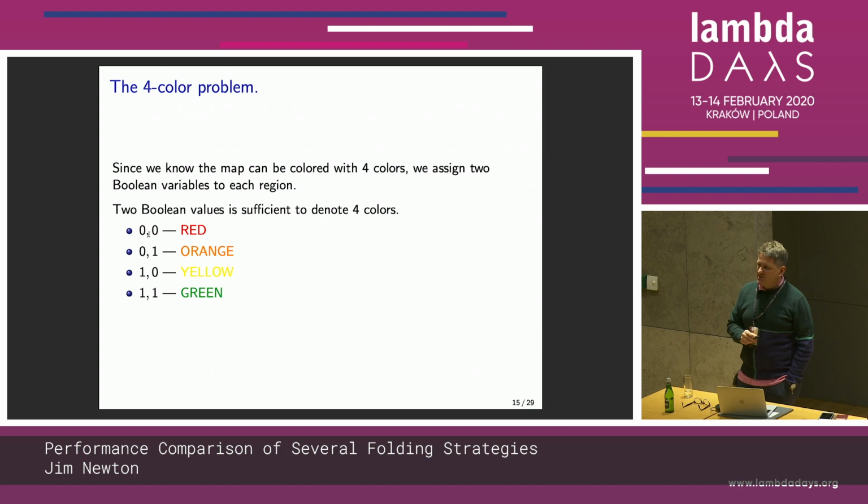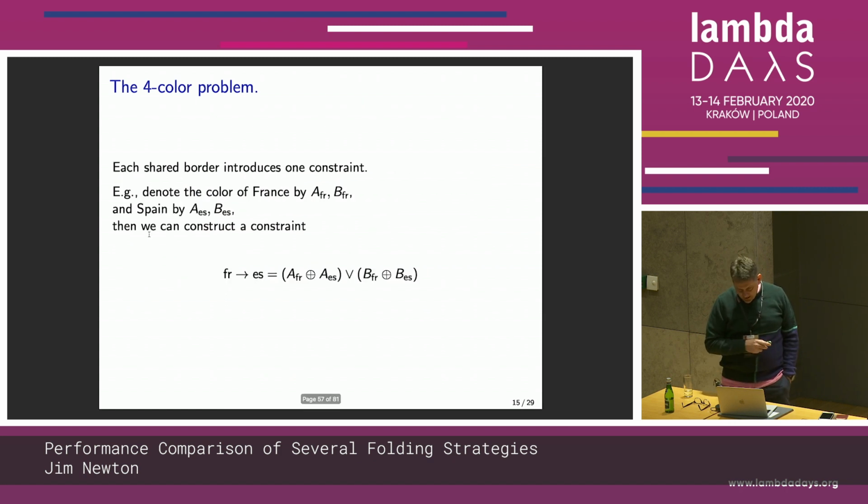So we know that we can do this in 4 colors because of a previous result. So we can assign 2 variables to every country, and 2 variables are enough to distinguish 4 colors. For example, for France, if we assign A sub France and B sub France, and for Spain, A sub Spain, B sub Spain, then we can construct a constraint that says the A's of France have to be different than the A's of Spain, or the B's of France have to be different than the B's of Spain, because if they're all the same, then they're the same color. So that's how we get a constraint.